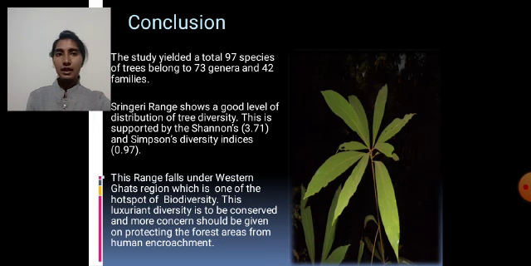Conclusion. The study yielded a total of 97 species of trees belonging to 73 genera and 42 families. Sringeri range shows a good level of distribution of tree diversity. This is supported by the Shannon's diversity index, that is 3.71, and Simpson's diversity index, that is 0.97.